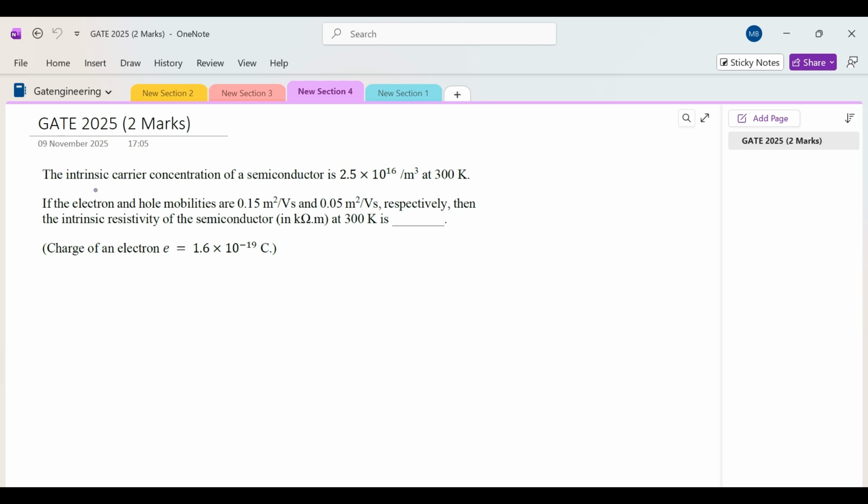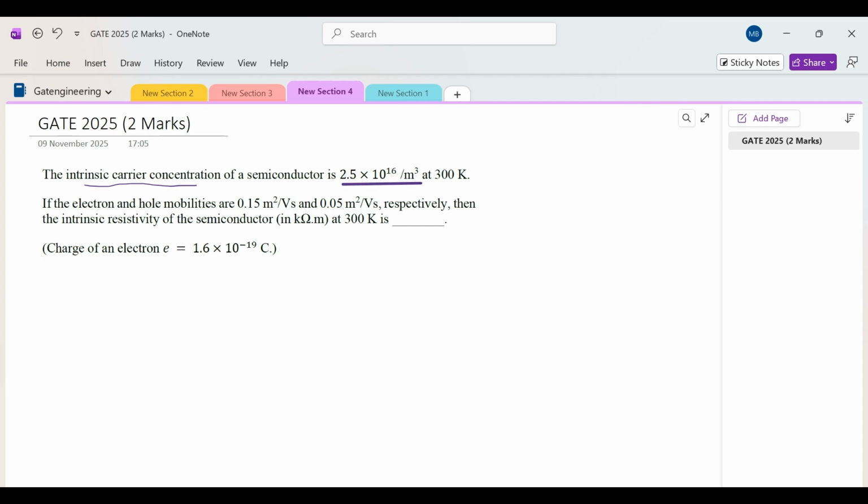Today in this video, we are going to discuss a question on conductivity and resistivity. This question was asked in GATE 2025 for 2 marks. In this question, we are given the intrinsic carrier concentration of a semiconductor material, which is 2.5 into 10 to the power 16 per meter cube.